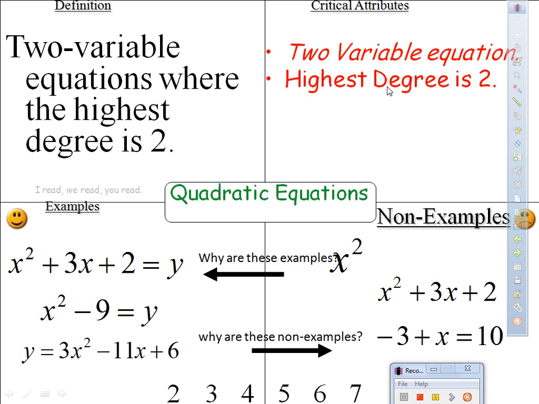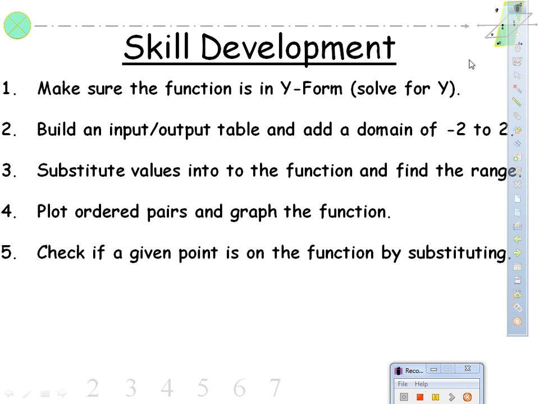Anyways, you get the picture, right? Here we go. Steps. Check this out. Copy these down, please. We already know these, but just to make sure that we have them for this homework. Steps. Number 1, make sure the function is in y form or solve for y.